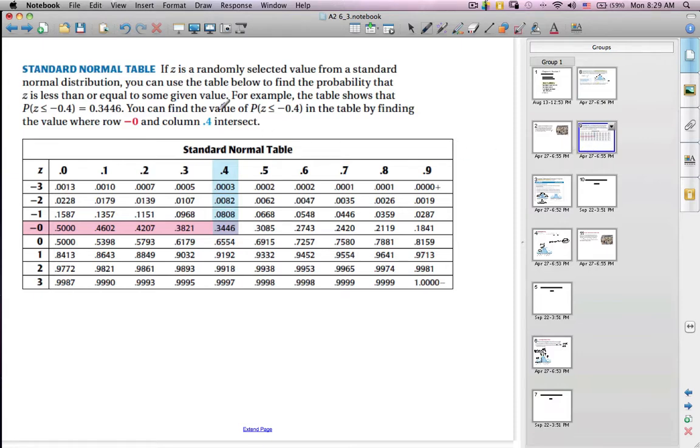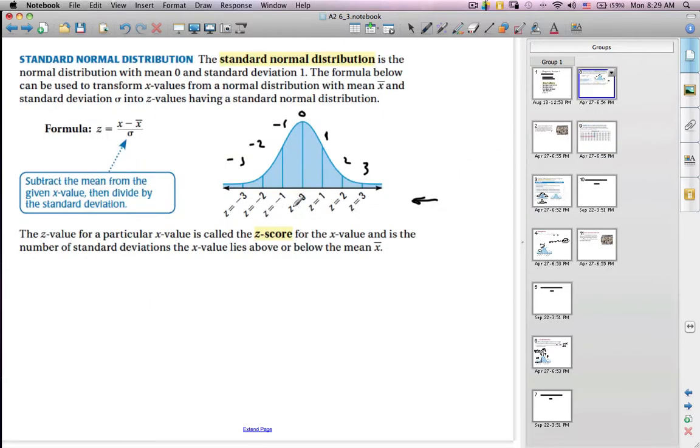So what can happen is, if z is a randomly selected value from a standard normal distribution, I can use the table below to find the probability that z is less than or equal to some given value. Why do we have a table like this? That's because this only deals with z-values that are whole numbers. Well, what happens if my number is like right here? What happens if it's 0.4 and it's not 1?